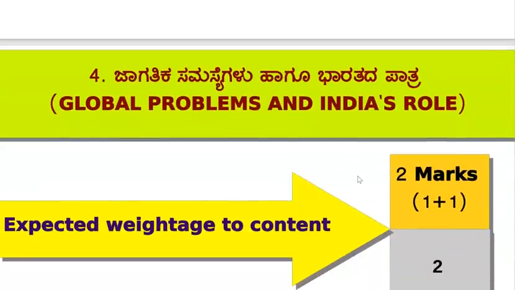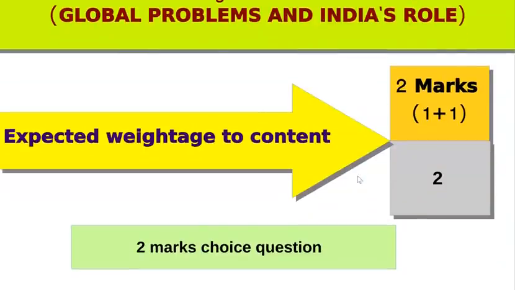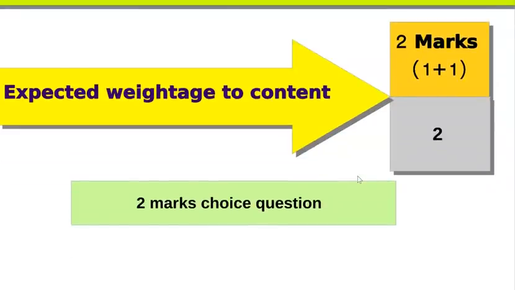Next, global problems and India's role. Expected weightage to content, 2 marks from this chapter. You may get two 1 mark questions each. If not, one 2 mark question. So there is a choice question.